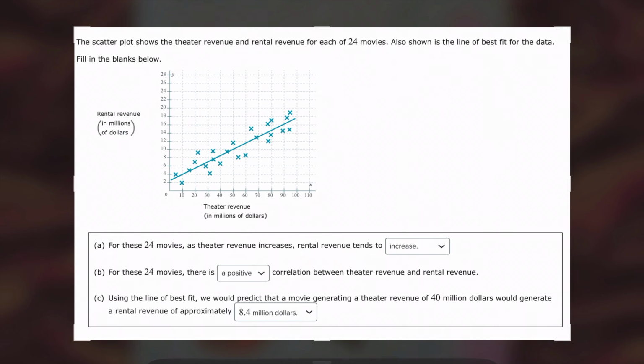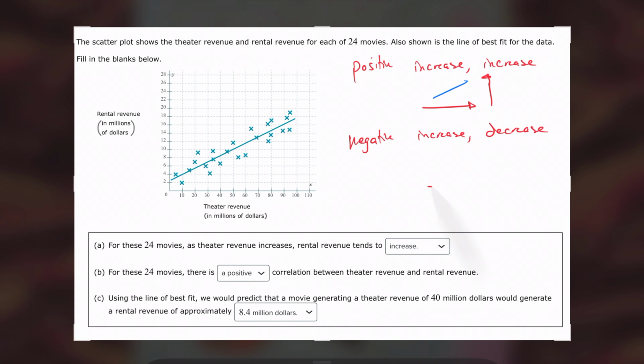Okay, first of all, if it's positive, it is always increase. As your X's increase, your Y is also increasing, and that makes the positive line, okay? If it's negative, it is decrease. So as X increases, Y is decreasing, and that creates the negative shape. All right, so that creates a positive.